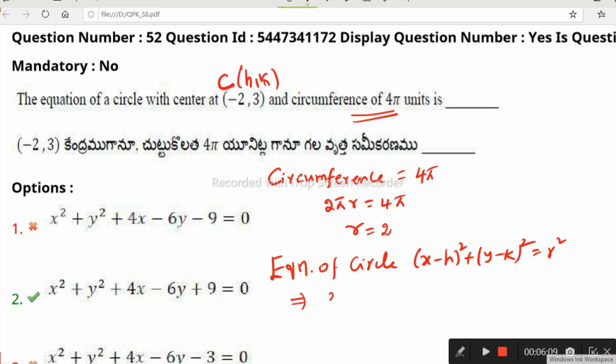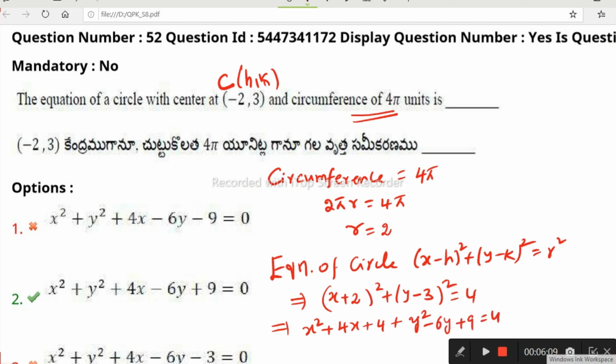With h as minus 2, it is x minus of minus 2, that is x plus 2 whole square, plus y minus 3 whole square, is equal to r square, we got it as 2 square, that is 4. Now by this expansion, a plus b whole square is a square plus 2ab plus b square, and there is also the a minus b whole square formula. We get x square plus 4x plus 4 plus y square minus 6y plus 9 is equal to 4. By this we can get x square plus y square plus 4x minus 6y.